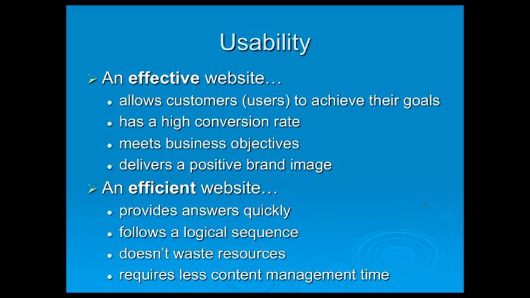So when we talk about user friendliness or usability, we're talking about three things. And the first thing is having an effective website. Having an effective website means that it allows customers or users to achieve their goals because they're coming to your website for a reason. They have a purpose. Having an effective website means having a high conversion rate of users who come to the site, the traffic that comes to actual clients, paying clients.